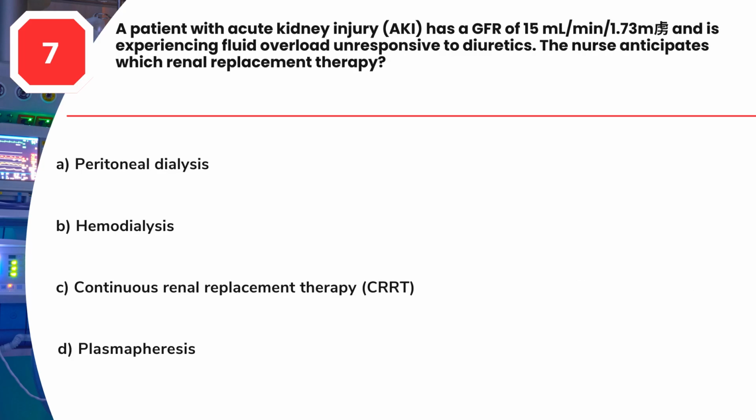Question 7. A patient with acute kidney injury, AKI, has a GFR of 15 ml/min/1.73 m² and is experiencing fluid overload unresponsive to diuretics. The nurse anticipates which renal replacement therapy? A. Peritoneal dialysis. B. Hemodialysis. C. Continuous renal replacement therapy, CRRT. D. Plasmapheresis.